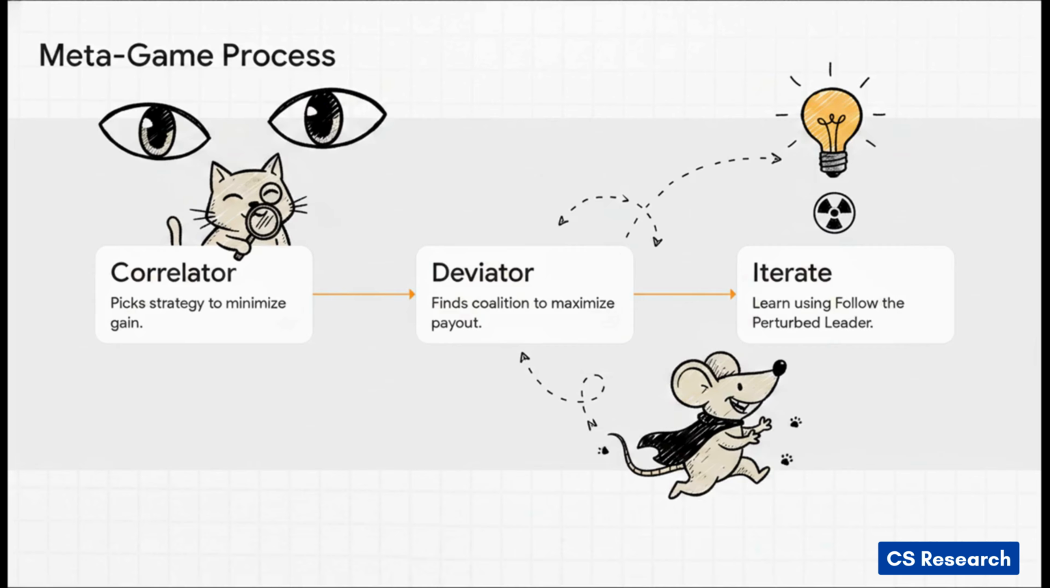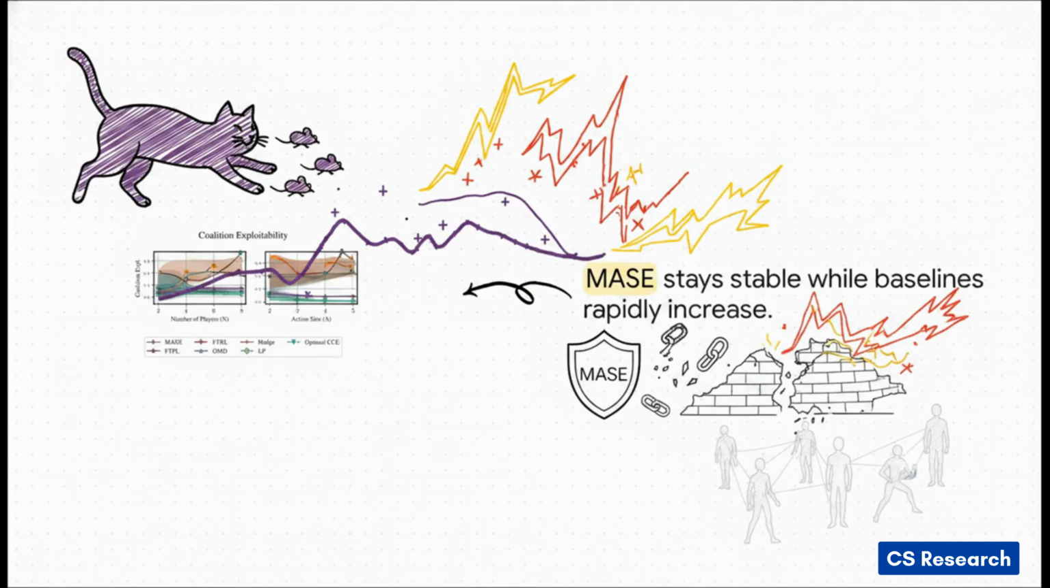And Step 3. They iterate. They learn from each other using an algorithm called Follow the Perturbed Leader, or FTPL. It is a straight-up virtual arms race that ultimately converges on our optimal MACE strategy. To see why this specific cat and mouse calculation is so vital, let's look at these charts measuring coalition exploitability.